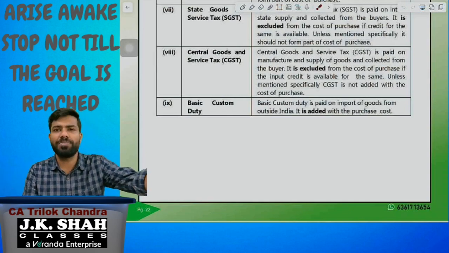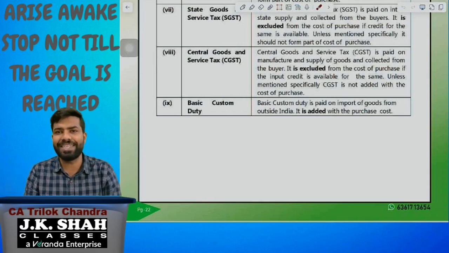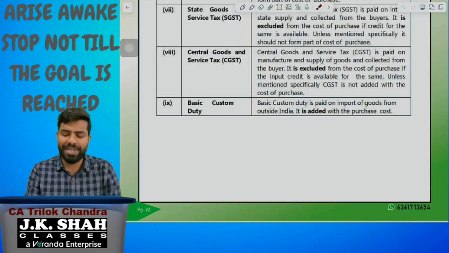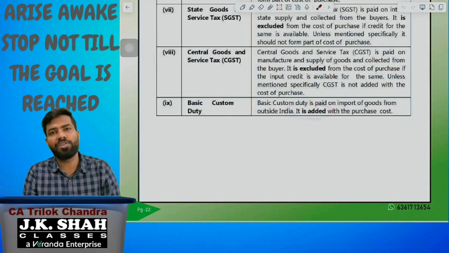Customs duty is paid to the customs authorities and we are not going to get the ITC. So it will be included in the material cost. All of you clear about this?